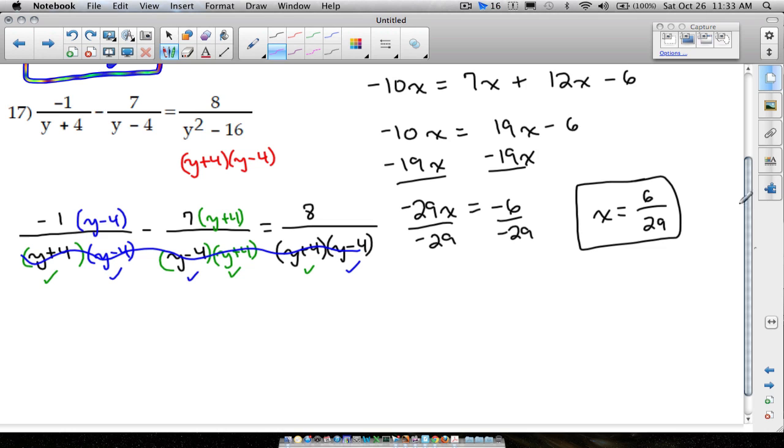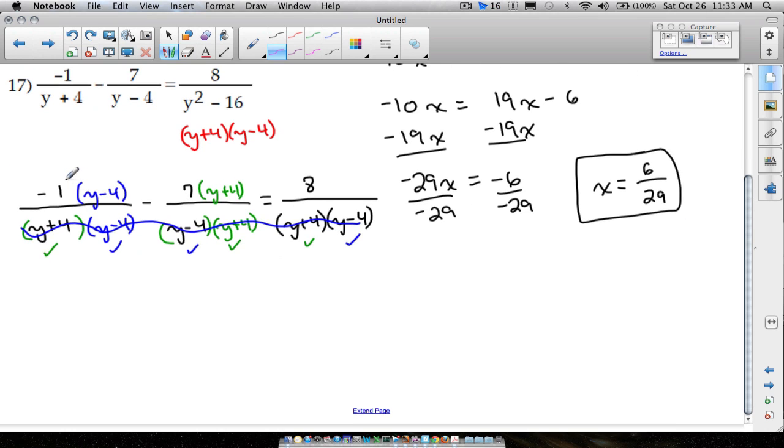I'm going to go ahead and distribute here to speed up this process. Make sure you're taking a negative 1 times y. That gives you negative y. Negative 1 times negative 4 is plus 4. Be careful here as well. It's negative 7 times this stuff. You got to watch your signs. So negative 7 times y is negative 7y. And negative 7 times 4, that's a negative 28. And this is equal to nothing but 8 over here on this side.